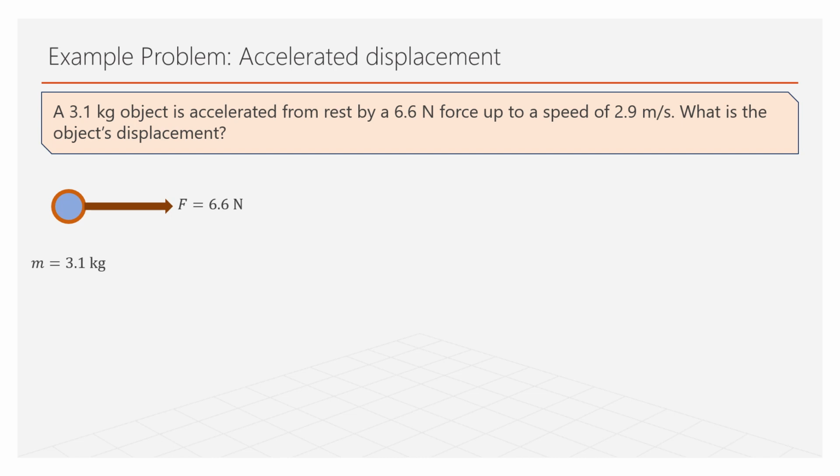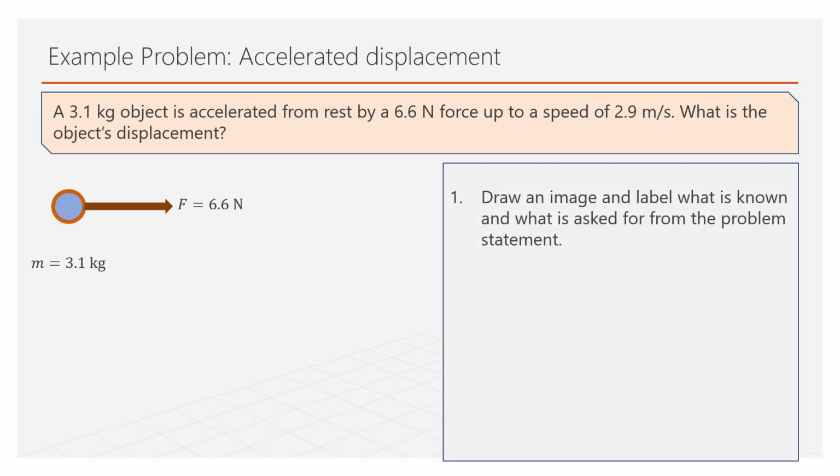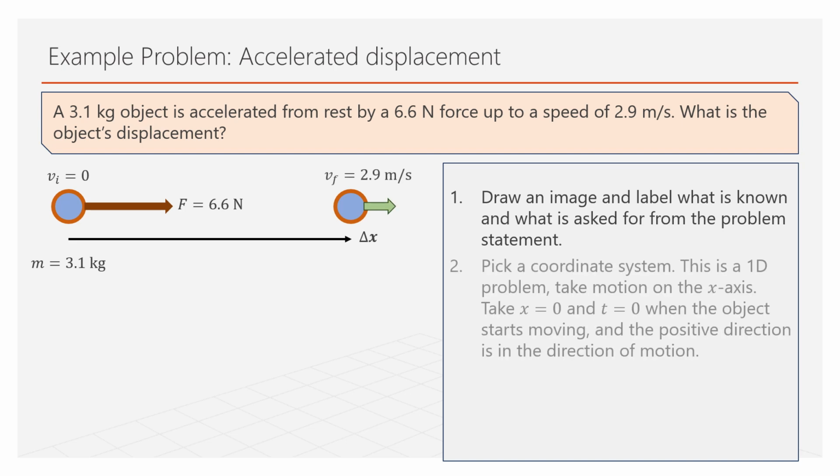Here's an image of the object that is 3.1 kilograms with a 6.6 Newton force acting on it. Step 1 is to draw an image and label what is known and what is asked for in the problem statement. So we know that it starts from initial velocity of 0, has a displacement of delta x. Once it gets up to that displacement, it has a final velocity of 2.9 meters per second.